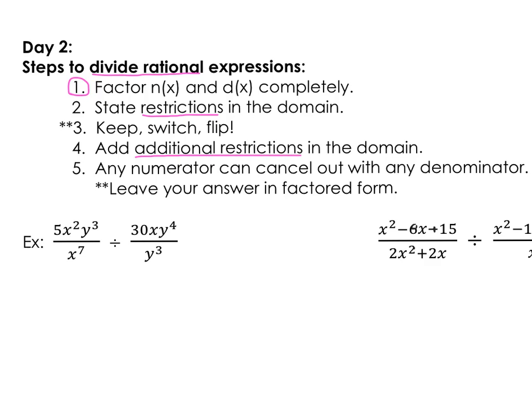Last but not least, we can reduce by any numerator canceling out with any denominator. But remember, do not reduce until this last step. And then we'll leave our answer in factored form. So maybe you'll have parentheses, maybe you won't need them, but you don't have to multiply everything back together. Make sure to have all 5 steps clearly written before you move to the examples below.